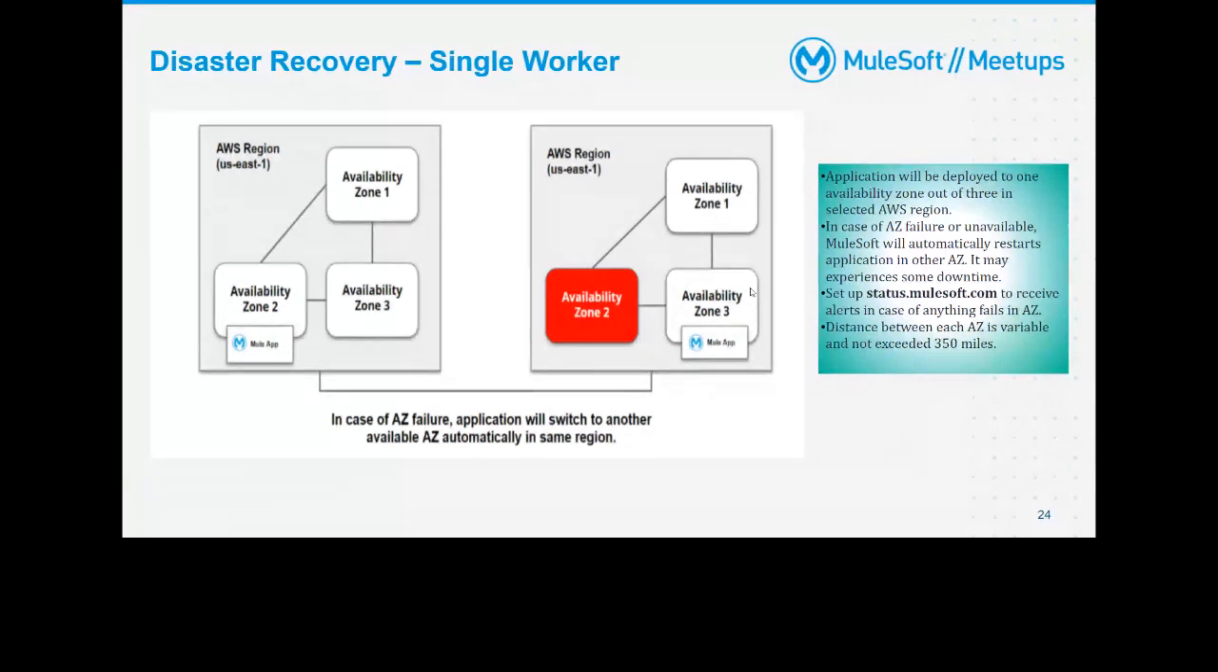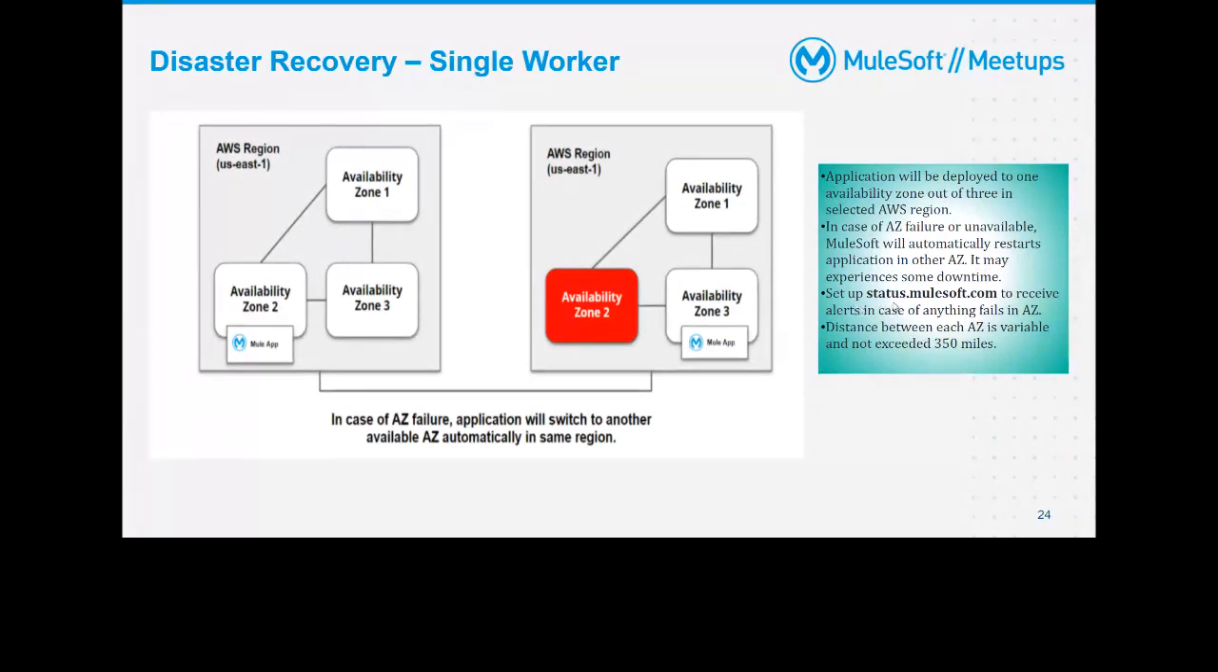So if there are a few non-critical applications, you can go with one worker. In the case of a critical application that cannot tolerate even one minute of downtime, this solution may not work. Availability zones rarely go down, but you can experience issues: the zone can become slow, there can be rack failure, or power failure. In that case, the application will automatically be deployed to availability zone 3. So the application is deployed to one availability zone out of the three in the selected AWS region, which we have discussed. In case of AZ failure, MuleSoft will automatically restart the application in another AZ, and it may experience some downtime.